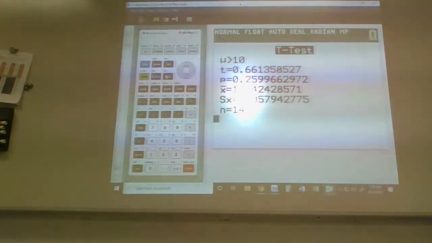Calculate. There we go. Good. And after we performed the t-test, I got a t-score of 0.661 and a p-value of 0.26.